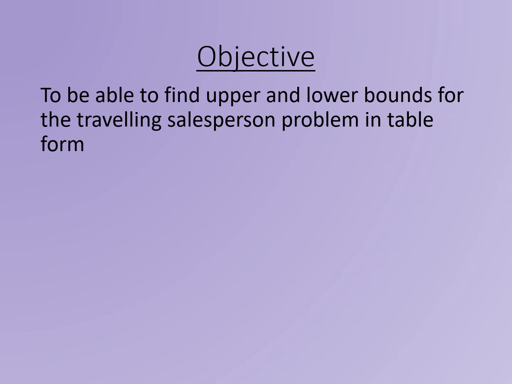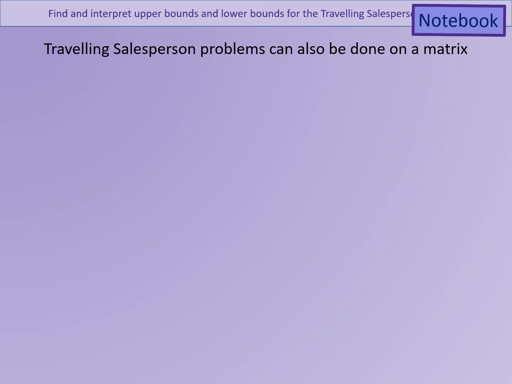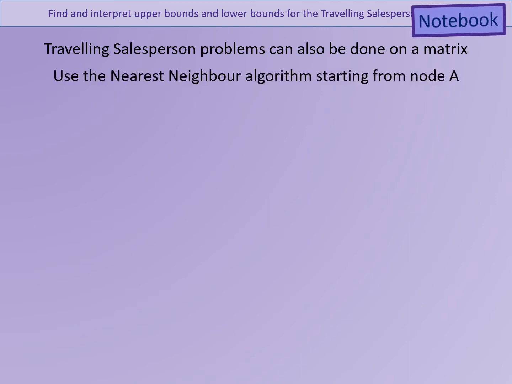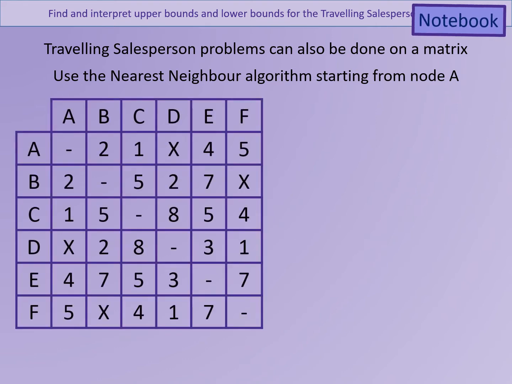The upper and lower bound algorithms for the travelling salesperson problem can also be done in matrix form. We're going to look at that now. So we're going to use the nearest neighbour algorithm starting from node A but in matrix form. So this is the network we're going to use.